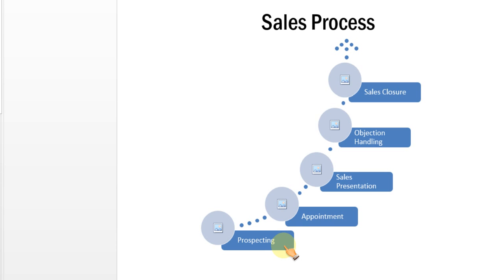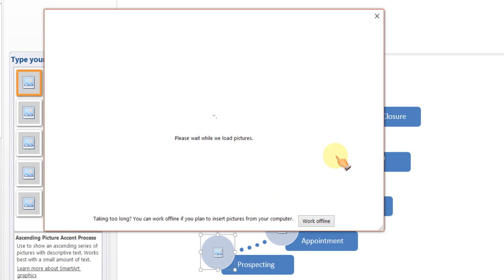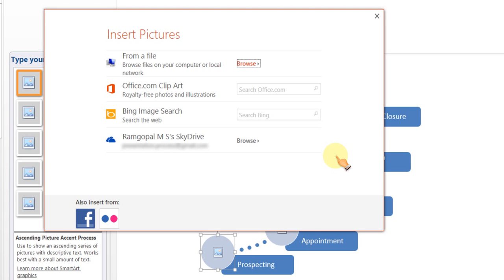However, if you do a bit of mental processing, you will be able to get the right image. For example, if I were to search for images for prospecting, I'm going to click here, and PowerPoint 2013 offers you the option of finding the image from a file on your computer, or from Office Clipart, or Bing Image Search. I'm going to use Bing Image Search here because by default the images shown will be under Creative Commons license.